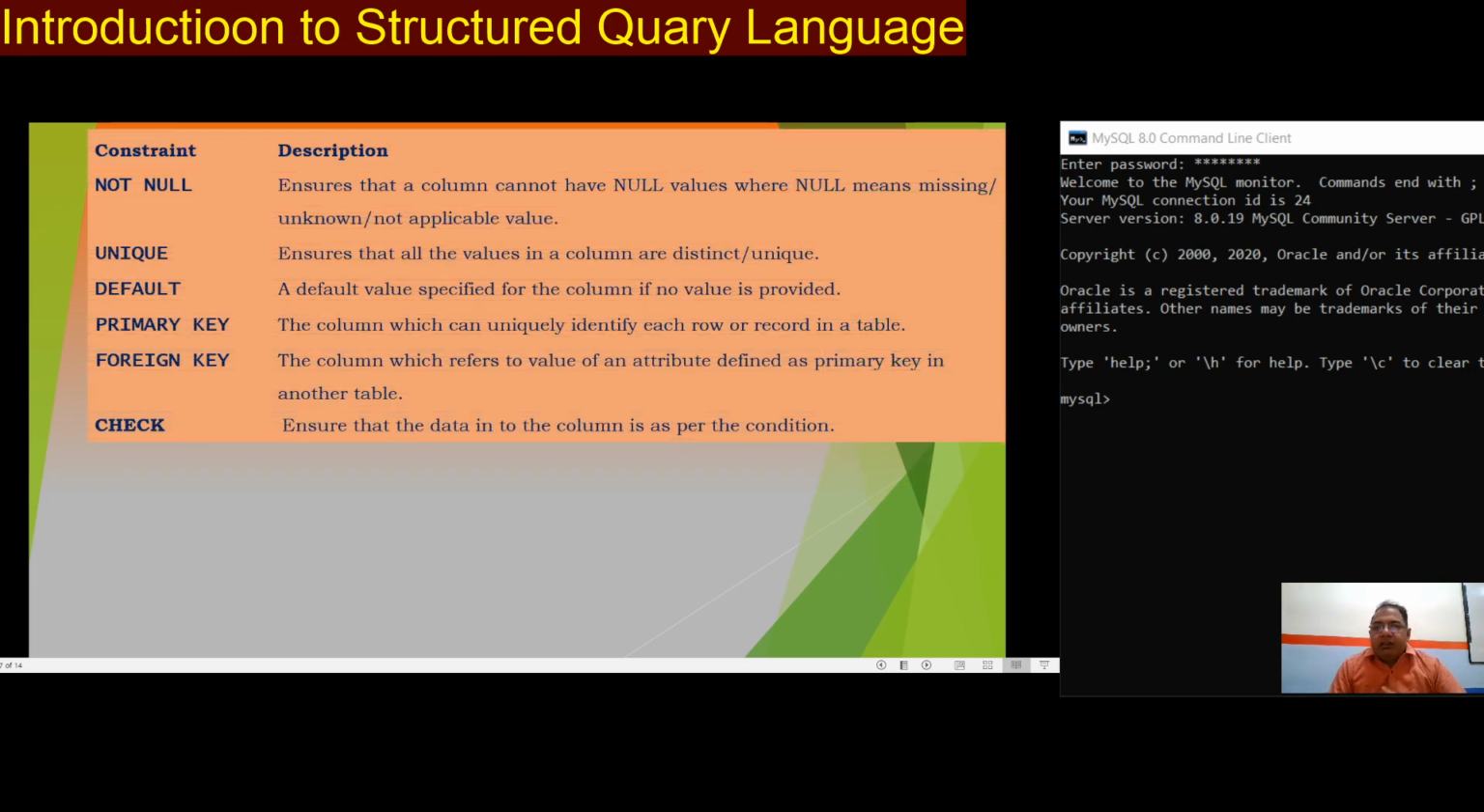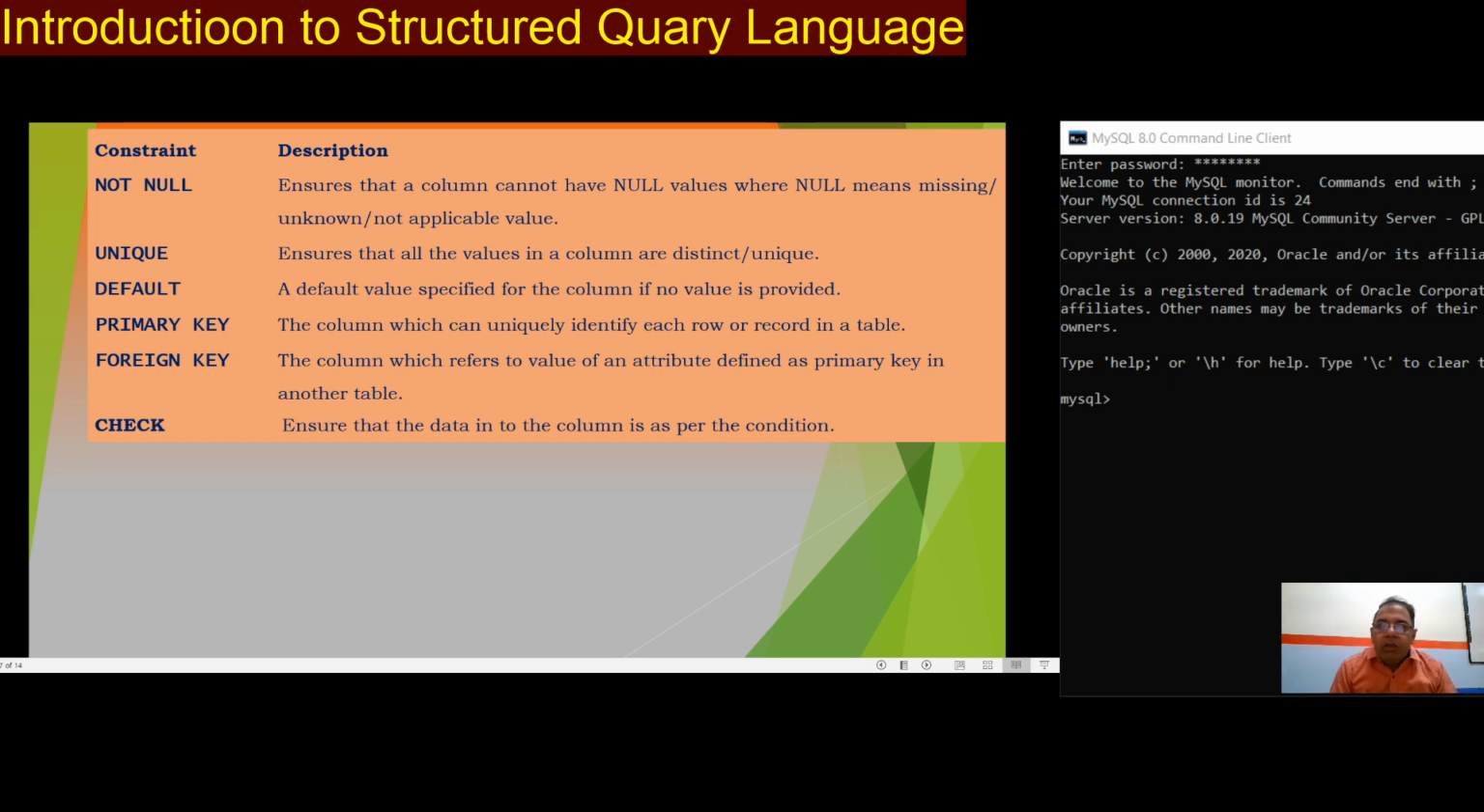Then we have constraints. We have already described that constraints are the kind of restrictions which we can apply on a particular column. Now we have the following types of constraints. First one, not null. It ensures that a column cannot have null values, where null means a missing, unknown or not applicable value. It means that an attribute or column which we have defined with a not null constraint cannot remain null. We must enter some value in that particular column.